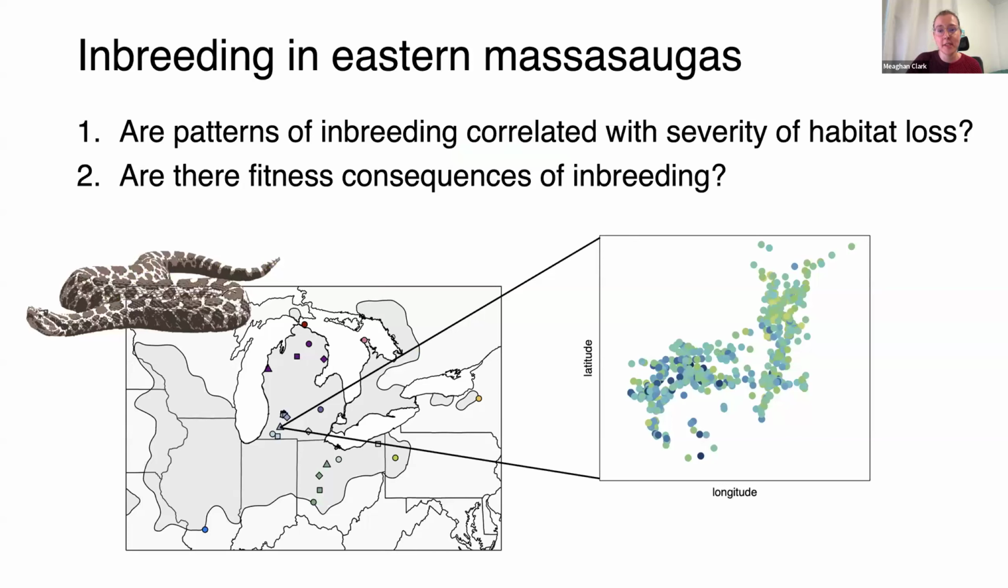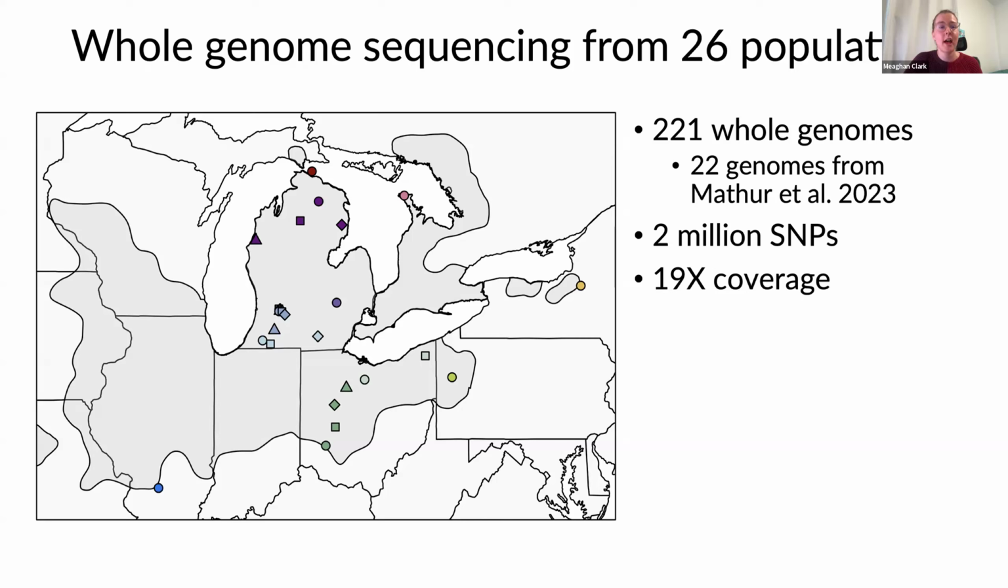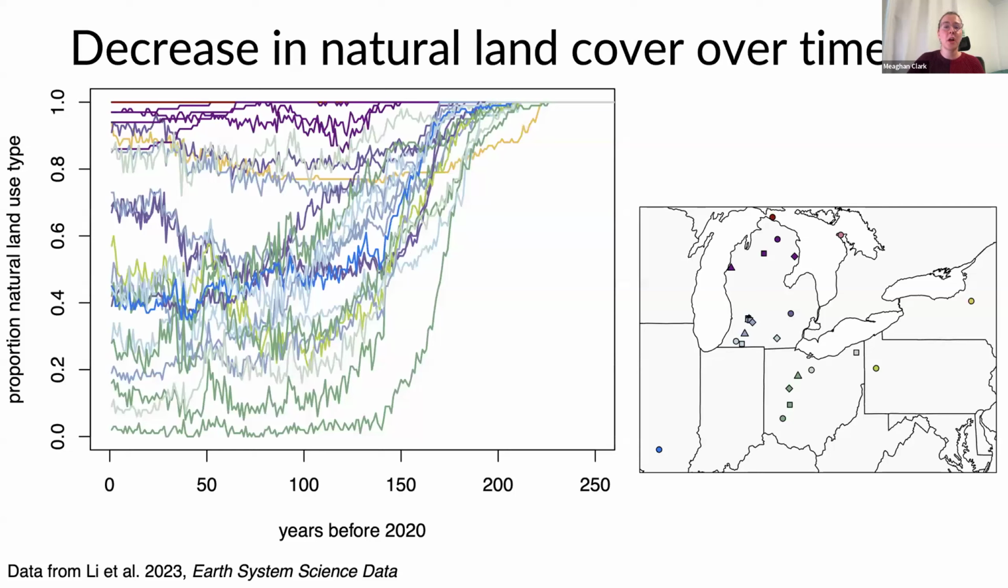To address questions about inbreeding across the range of Massasaugas, we have whole genome sequencing data from 26 populations. We have around 2 million high-quality SNPs with an average of 19x depth of coverage. And we also drew on backcast land use data from Lee et al. to look at variation in habitat loss in the area surrounding these same populations.